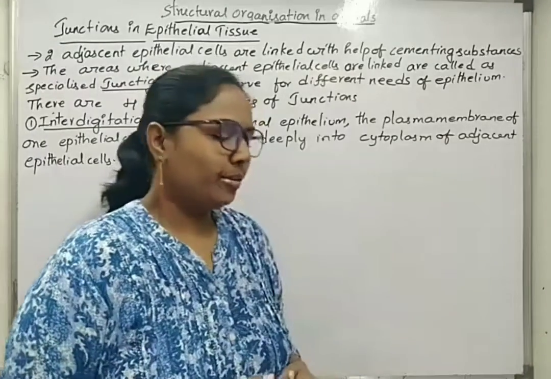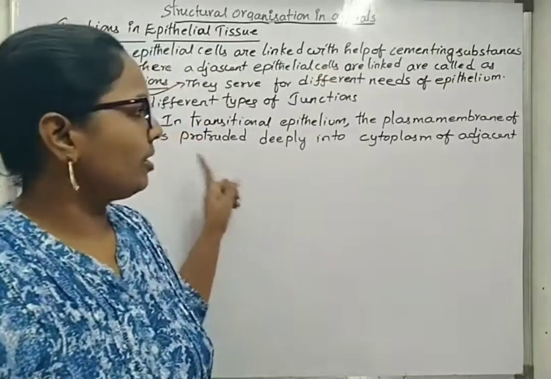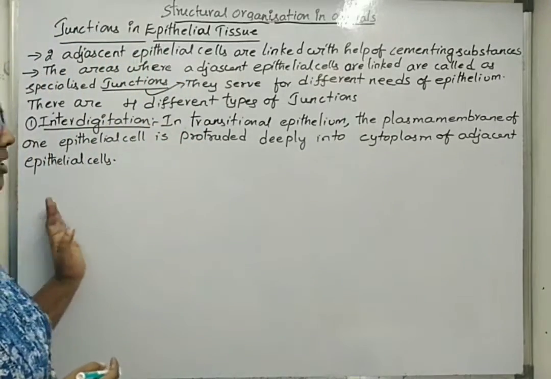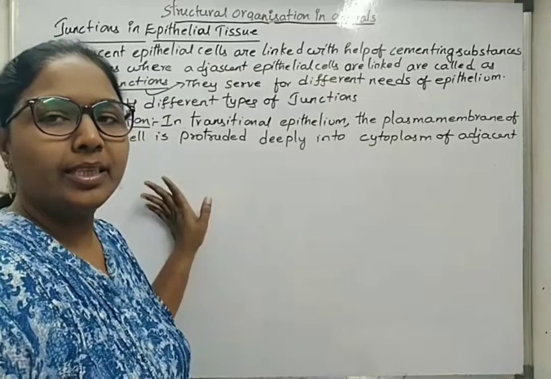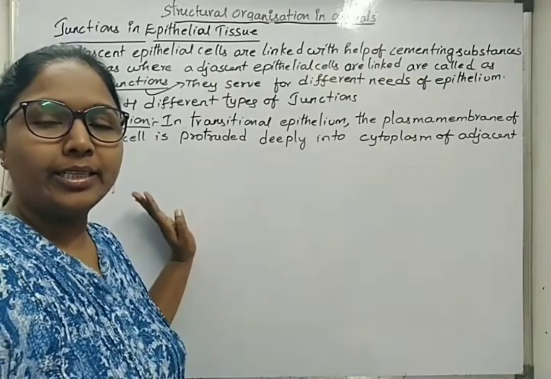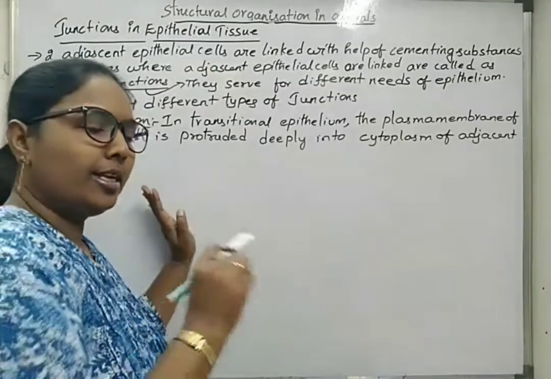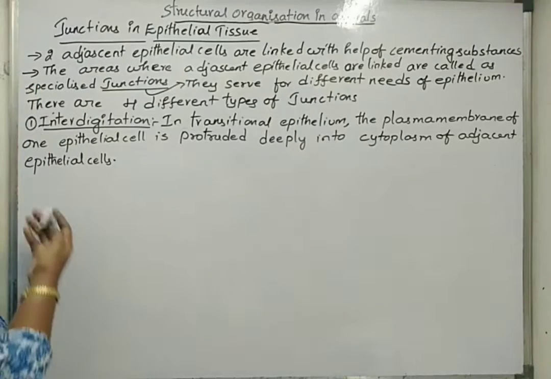So, such type of junctions or links are said to be interdigitation. Means the plasma membrane of one epithelial cell is protruded in depth into the cytoplasm of the adjacent epithelial cells.